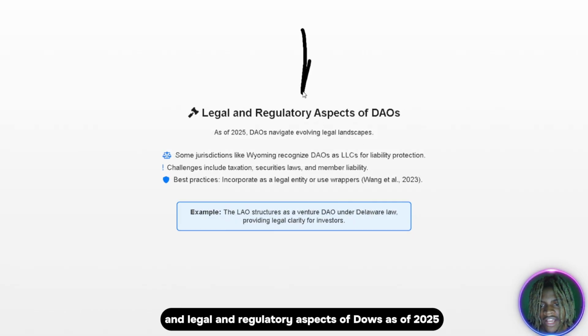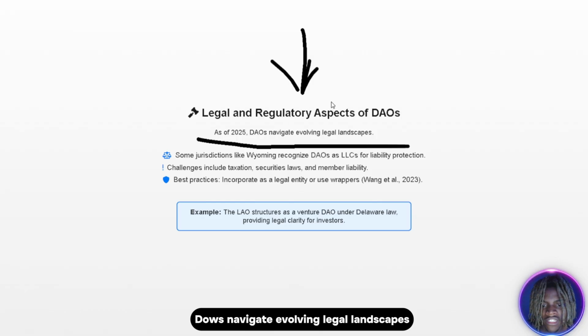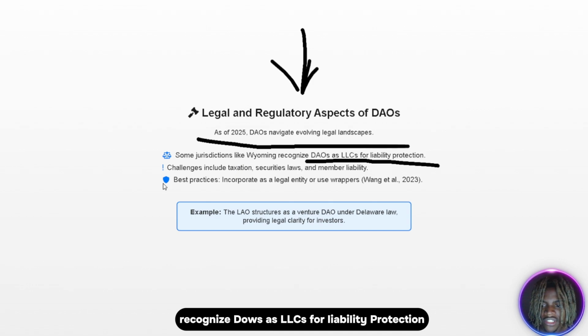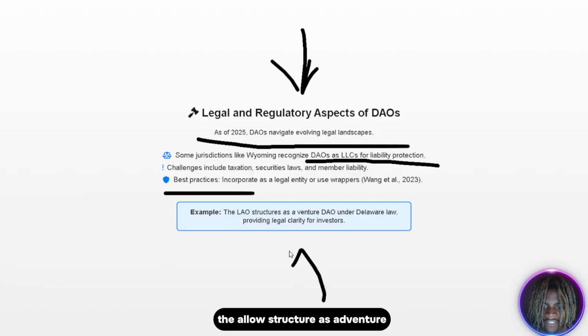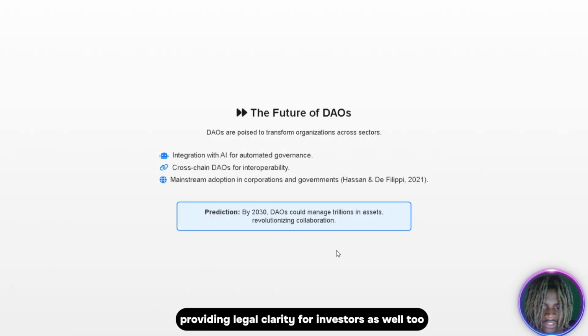And legal and regulatory aspects of DAOs. As of 2025, DAOs navigate evolving legal landscapes. Some jurisdictions like Wyoming recognize DAOs as LLCs for liability protection. Some challenges include taxation, securities laws, and member liability. And the best practices: incorporate as a legal entity or use wrappers. Structure the DAO as a venture DAO under Delaware law, providing legal clarity for investors as well.